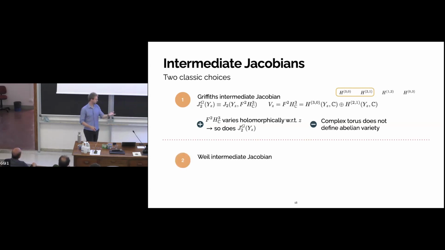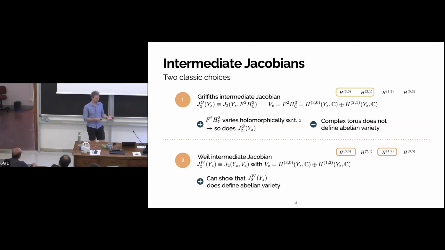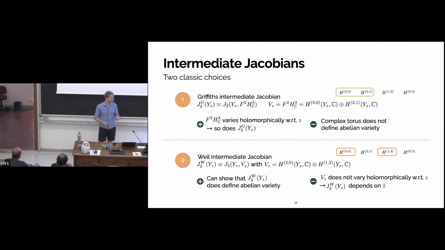Then there's a second choice that one can typically make. This is essentially if you take the subspace H^{3,0} and H^{1,2}, so you just skip this one here. And this is a good choice in some sense, because you can show that it does define an abelian variety in the end. However, you lose the nice holomorphic property that you had here. These two together will actually not vary holomorphically with respect to Z. So this is kind of the downside.